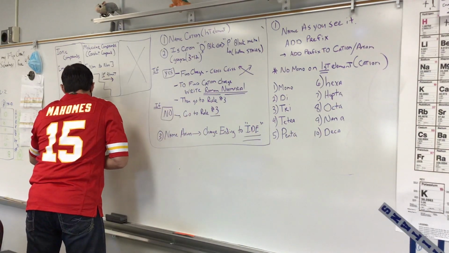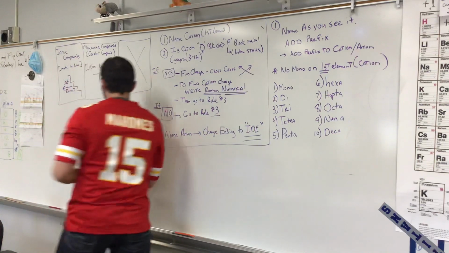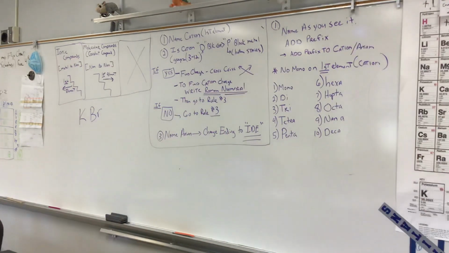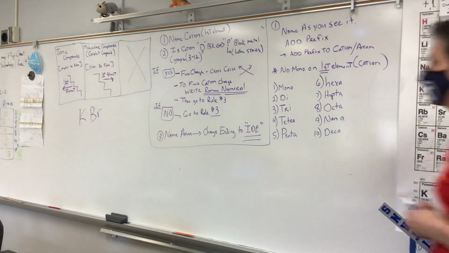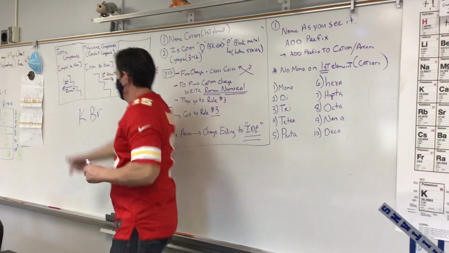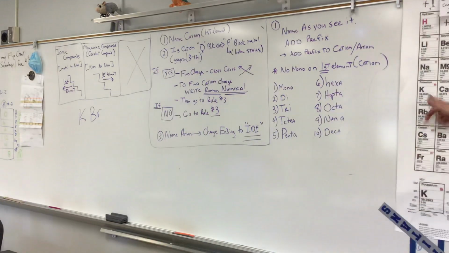K, B, R. KBr. We're going to name that. Some of you may know it, some of you may not. It doesn't matter, because Myra just gave you the rules on how to name this. First things first, I'm looking at KBr. My flip chart's closed. I look at the first element, K. It's right here. Is it on this side of the stair step? Yes. So I'm going to use the ionic rules. That's easy enough. Flip on the chart.